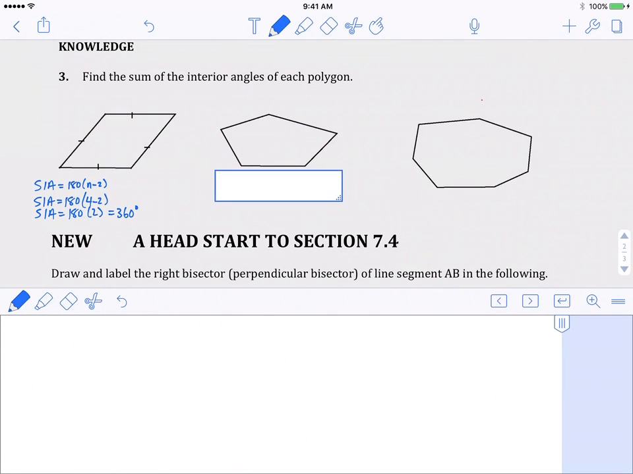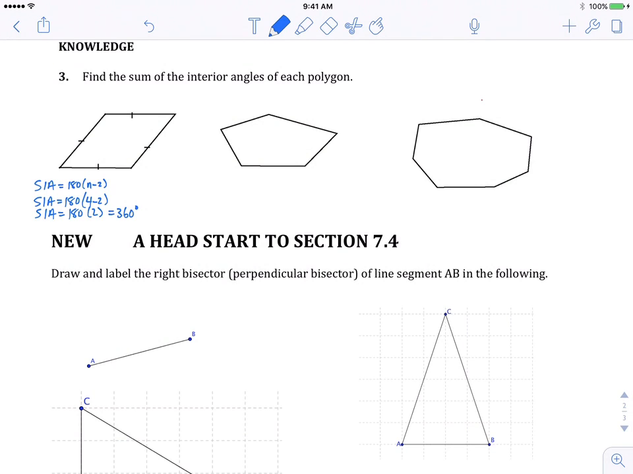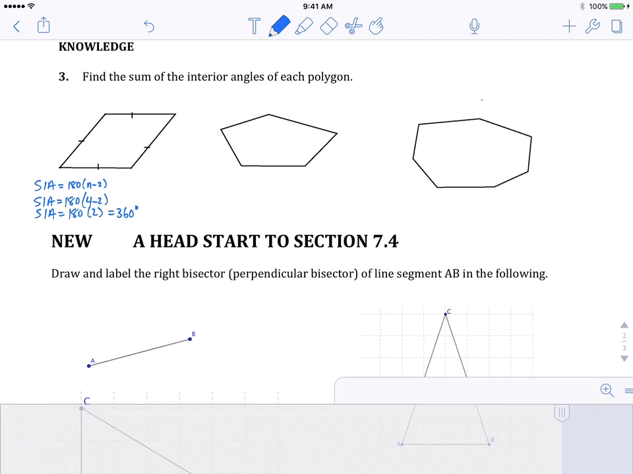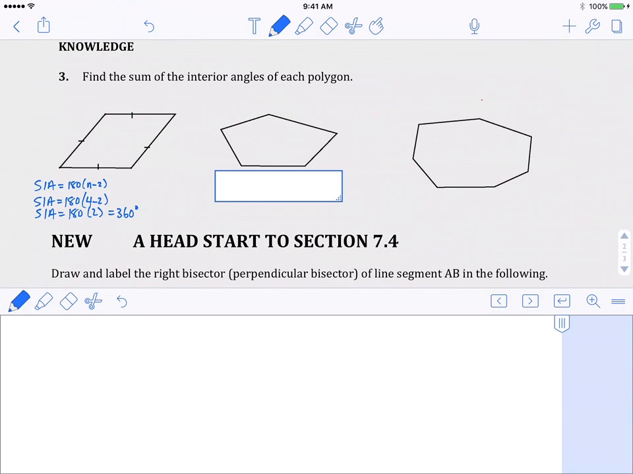Let's look at this one right here. We have one, two, three, four, five sides. And it's not a regular polygon because a regular polygon would have all equal sides. But in this case, we still do have 5 sides. So the sum of the interior angles of a 5-sided shape would be 180.